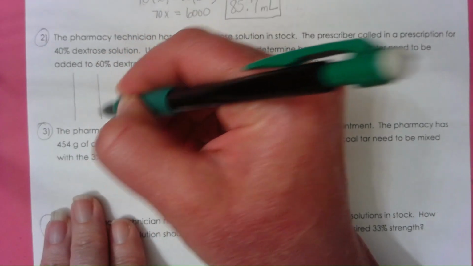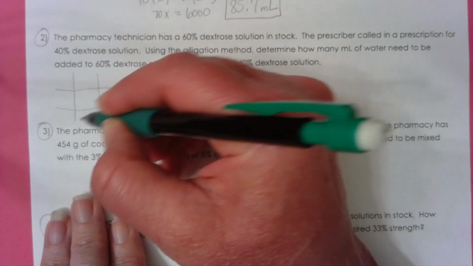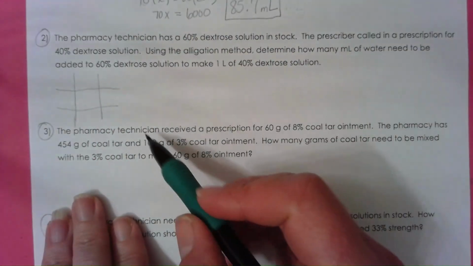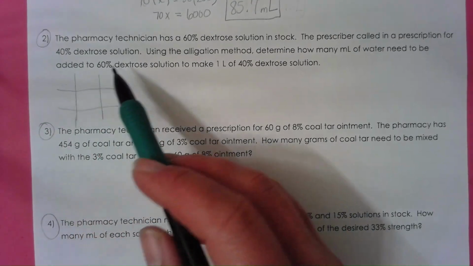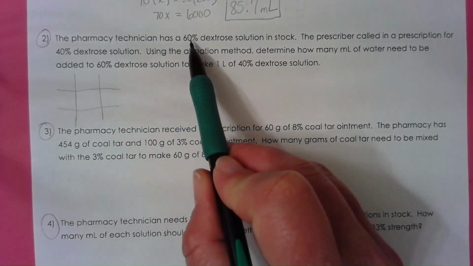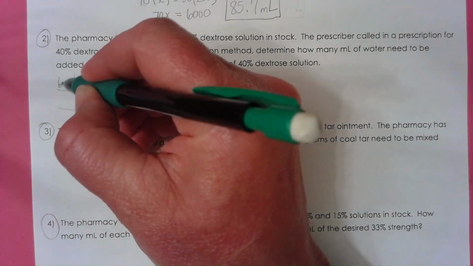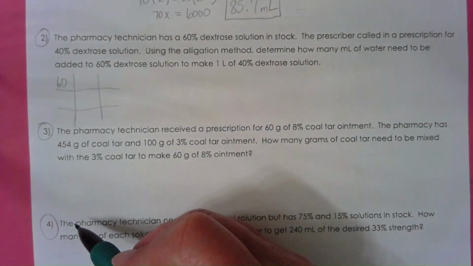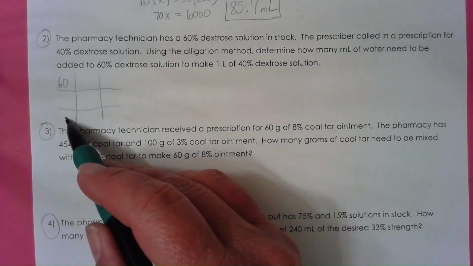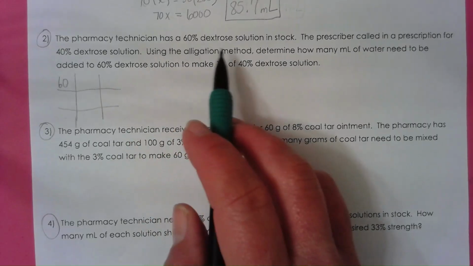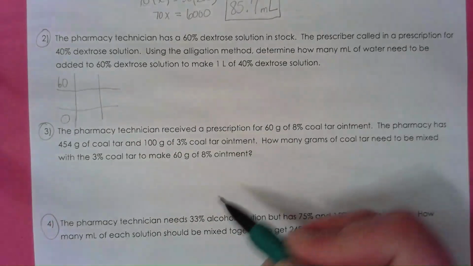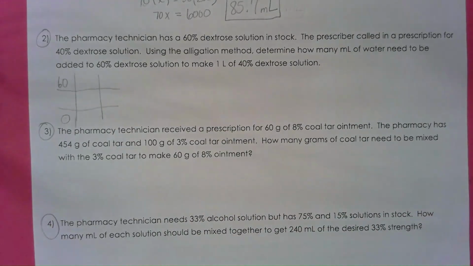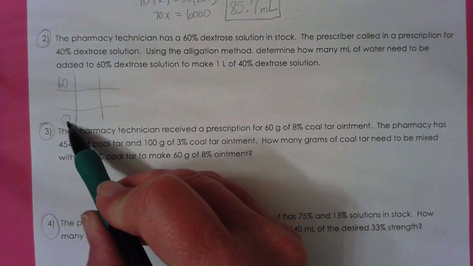So the first thing you're going to do is draw a tic-tac-toe board. In this corner, you are going to write the number that makes the highest. It's the highest concentration, which is 60. Then here in the bottom corner, you're going to write the concentration of your lowest. In this case, water is actually 0. It's 0%. It doesn't have a concentration. So you're going to put 0 here.